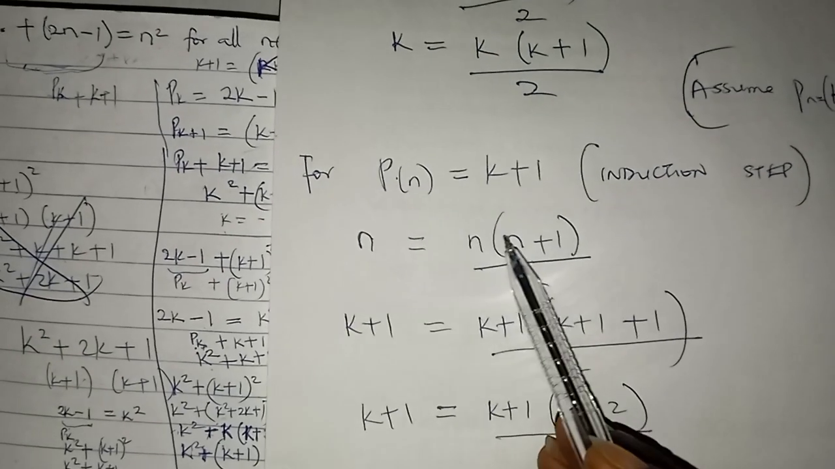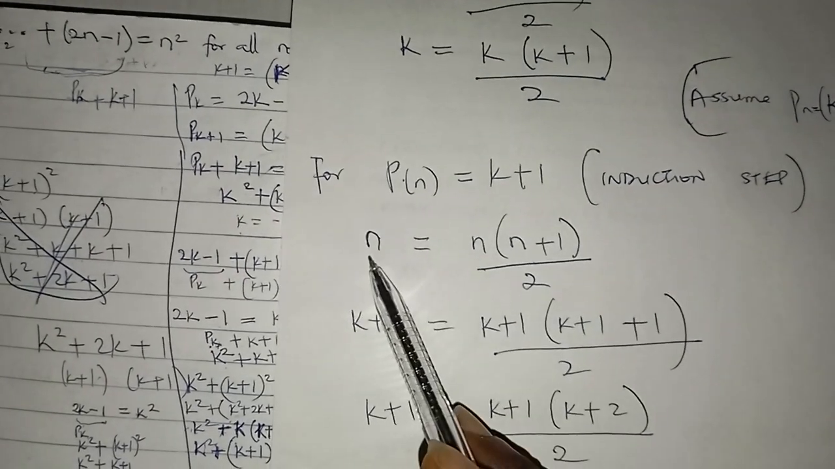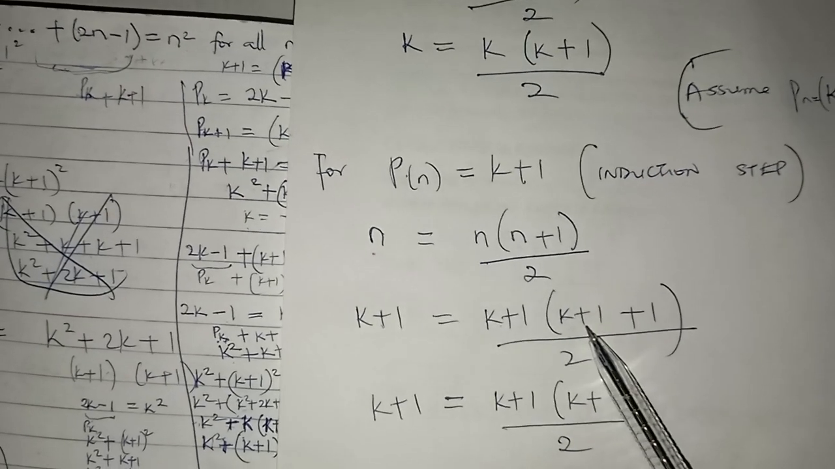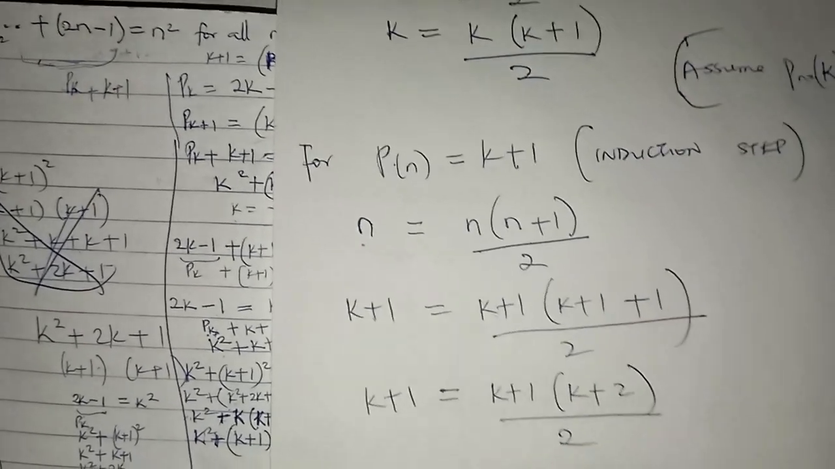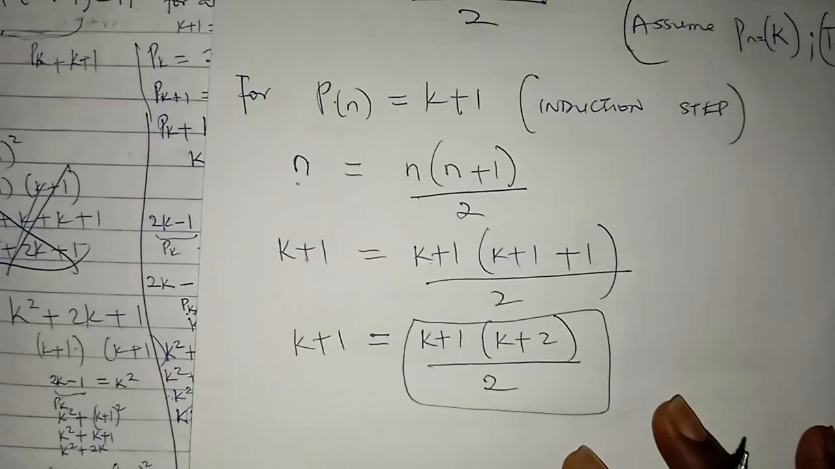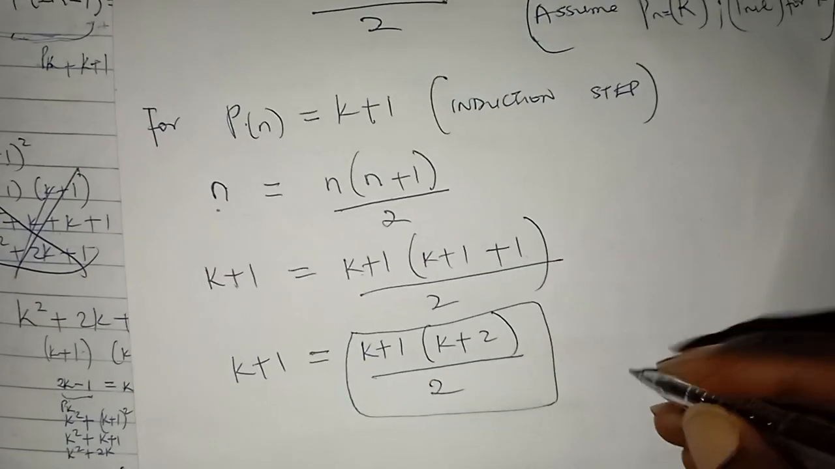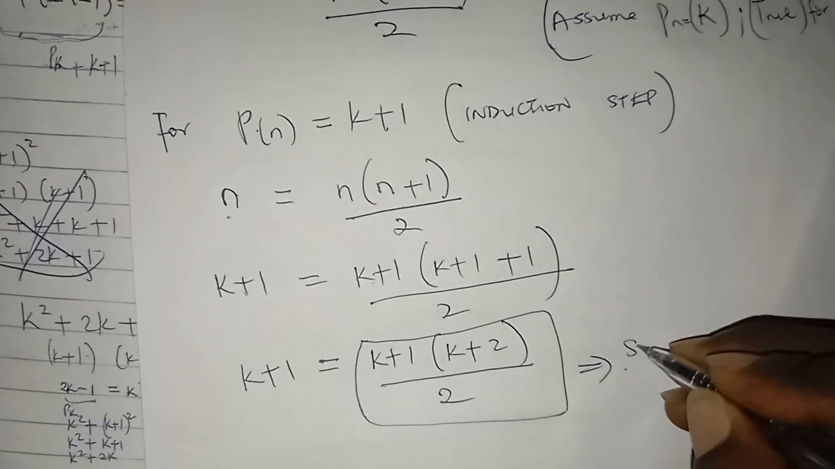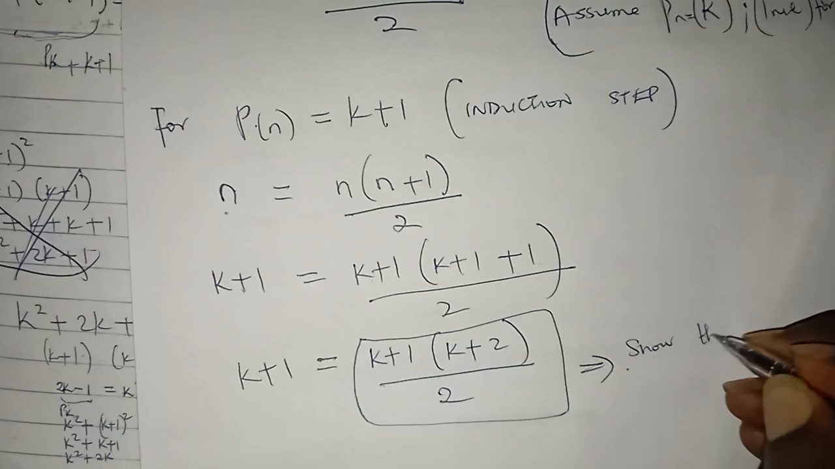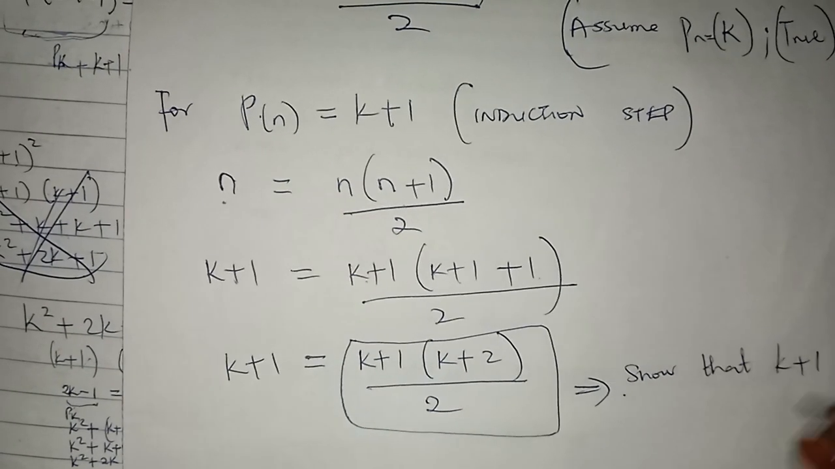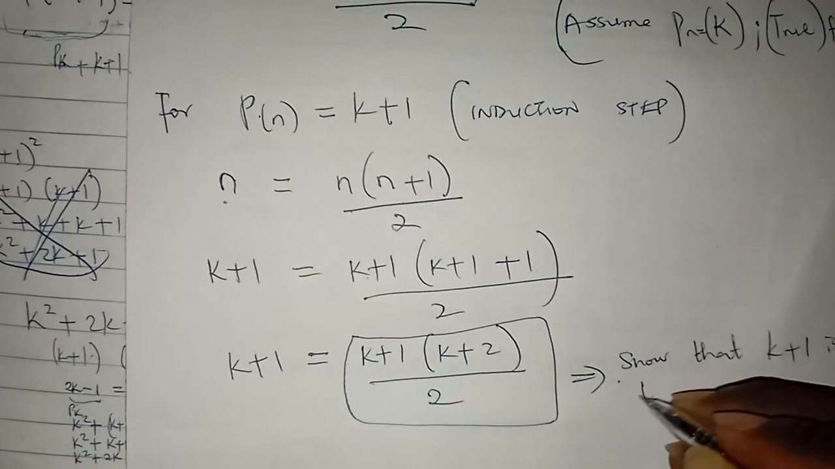So notice that for k plus 1, I replace this with k plus 1, k plus 1, k plus 1. You see this thing you have here? This is what you are going to prove. So now that we've gotten this, we need to show that k plus 1 is true.